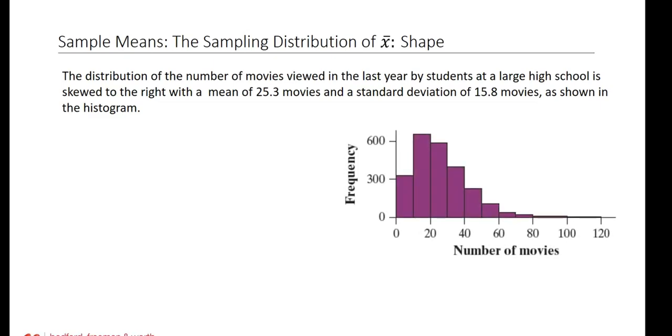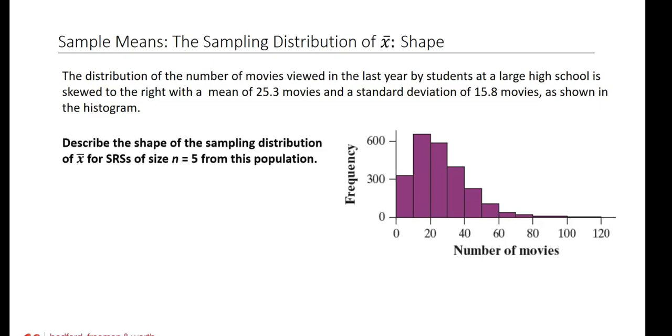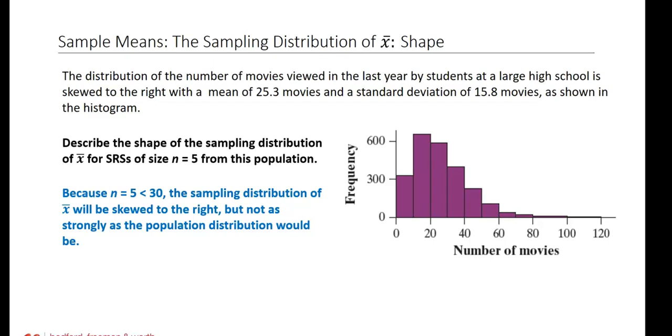Here's the population distribution. It's skewed to the right. Uh-oh, is that a problem for us? Describe the shape of the sampling distribution for x bar with a sample size of n equals 5 for this population. Well, I think it's still going to be skewed to the right, right? n is not large enough for the central limit theorem to kick in. We need n equals 30. It's still skewed to the right, but not quite as strong as the population distribution. It has a little bit more symmetry to it, and probably a little less variation as well.